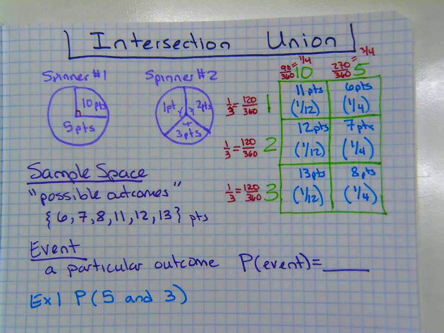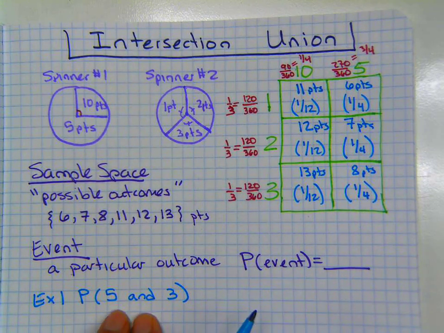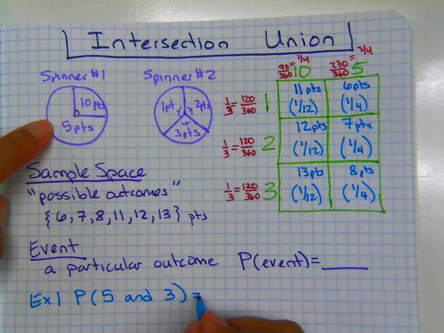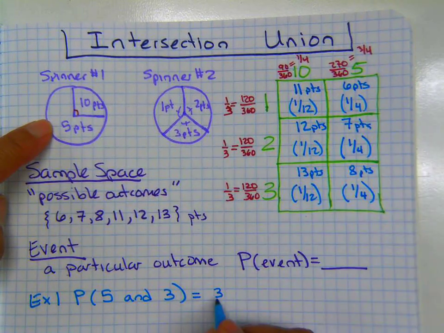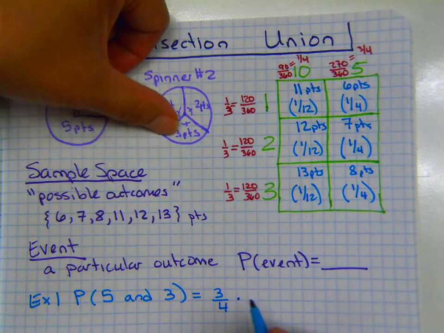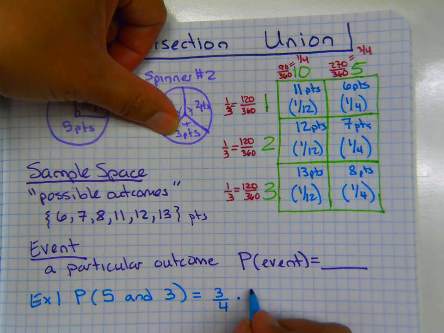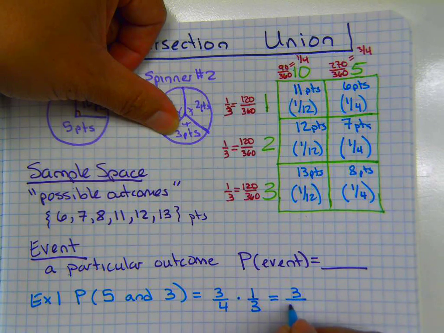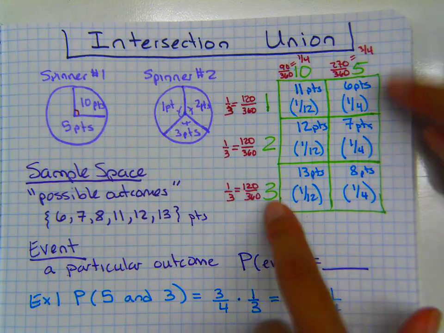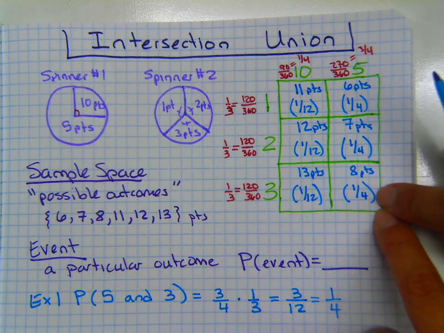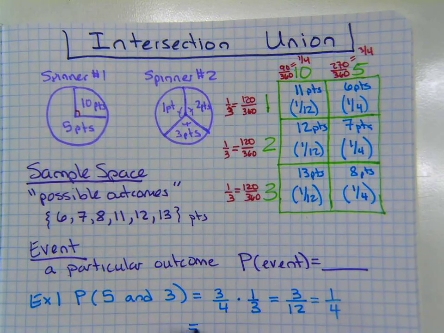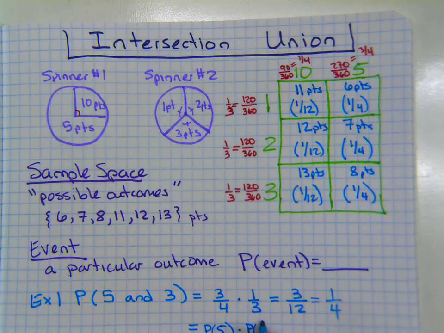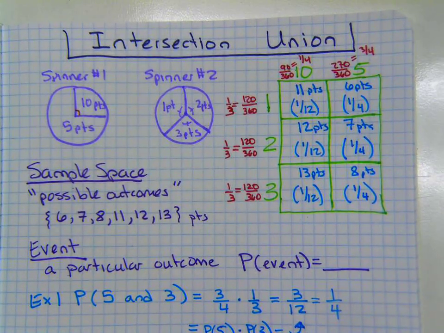The probability of getting a 5 and a 3, if we go up here, the probability of getting a 5 is, we already looked at that, that's 3/4. And the probability of getting a 3 is just 1/3. I multiply those two together and I get 3/12, which reduces to 1/4. And that's what I got right here, right? A 5 and a 3 comes out to be 1/4. So that's like saying the probability of getting a 5 times the probability of getting a 3, and then I do the math, and that's where I got that.